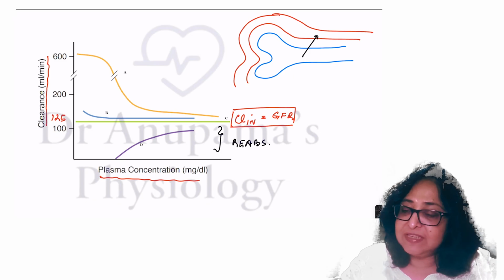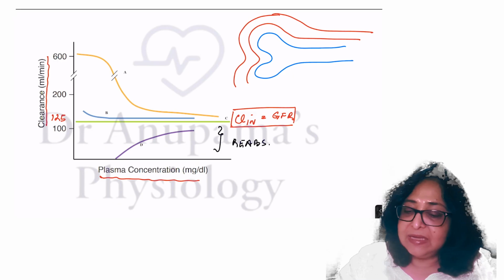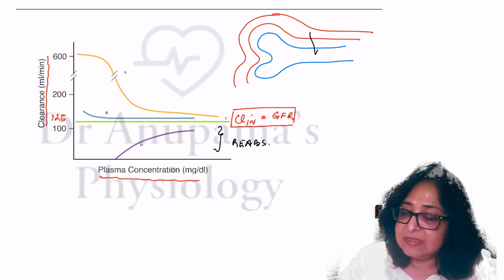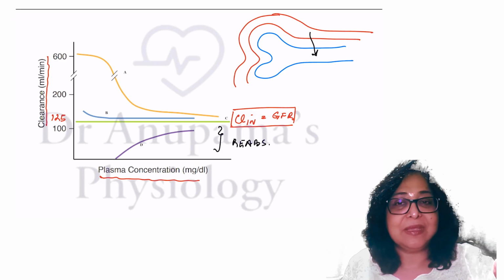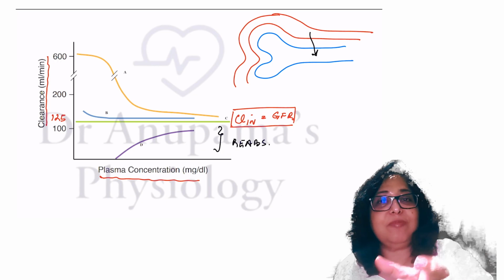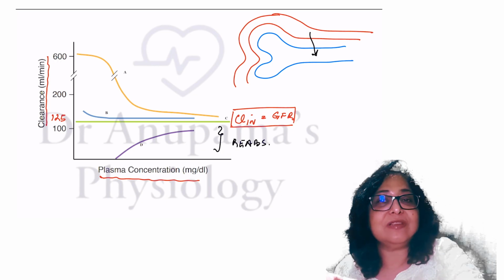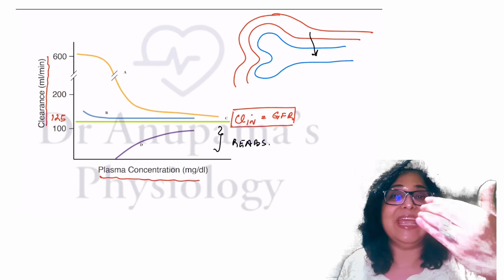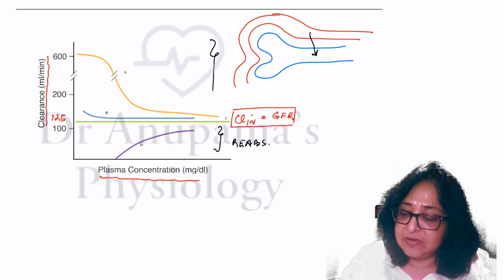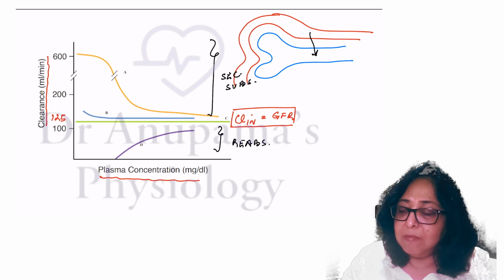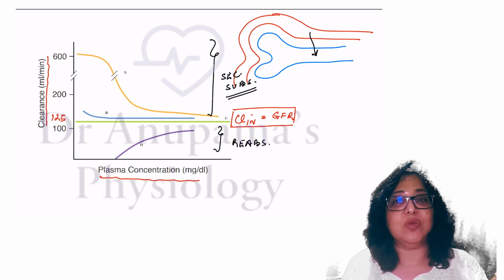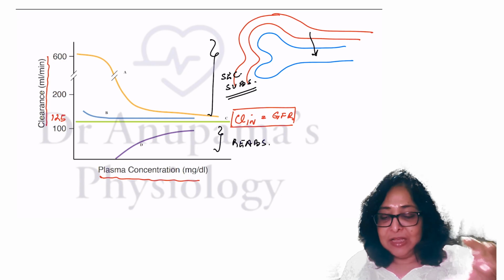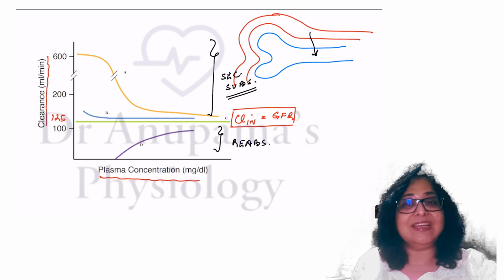On the other hand, if a substance is secreted, that means it now enters the tubule from the plasma. So volume of plasma free of that substance in unit time will now increase. So all secreted substances will have a clearance which is more than the clearance of inulin. So now let's look at substance D.